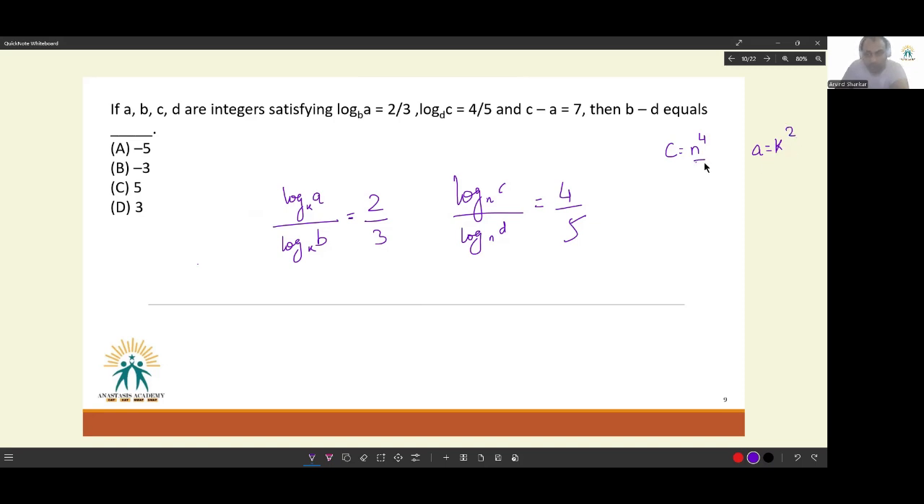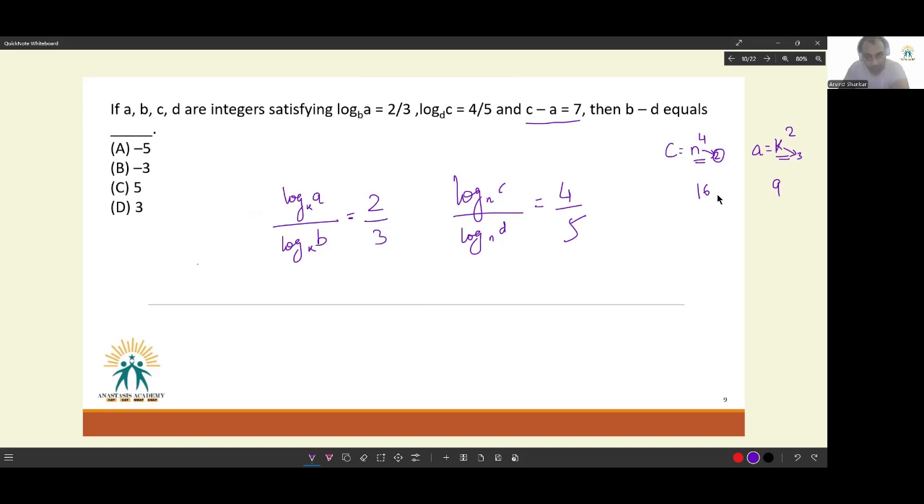Now, the difference between a perfect power 4 and a perfect square is given to us as 7. Can you think of any case? Very simply, the best case you can think of is C being equal to 16, which will lead to N being equal to 2, and A being equal to 9, with K being equal to 3. Difference is this. This is so wonderful.